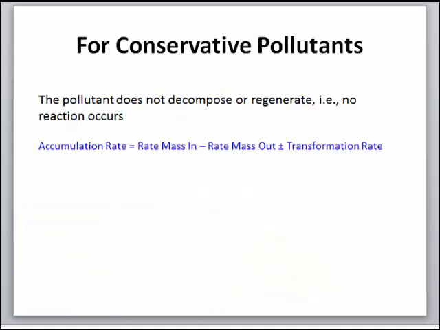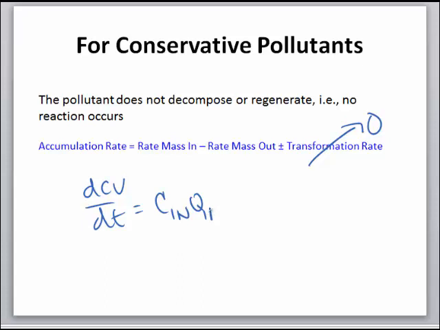The mass balance can be rewritten in several forms depending on the situation. I'm going to take you through a few of these. When the pollutant is conservative, which means that the pollutant does not react, does not decompose, or does not form in the system, then the transformation term drops out from the mass balance. This term goes to 0, and the mass balance can be simplified as d(CV)/dt equals concentration in, flow rate in, minus concentration out, flow rate out.